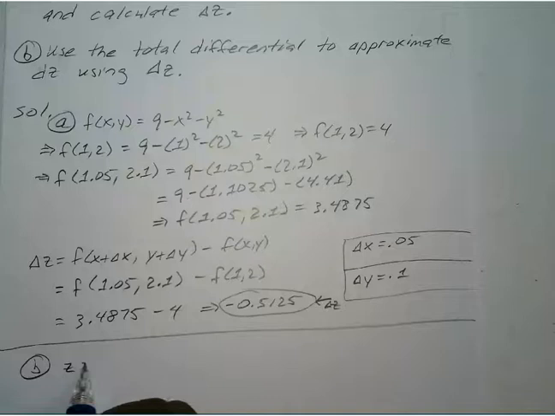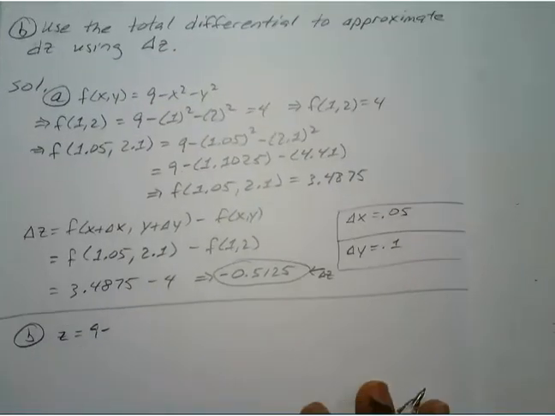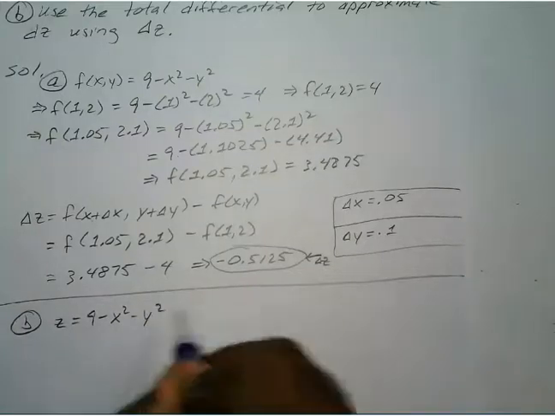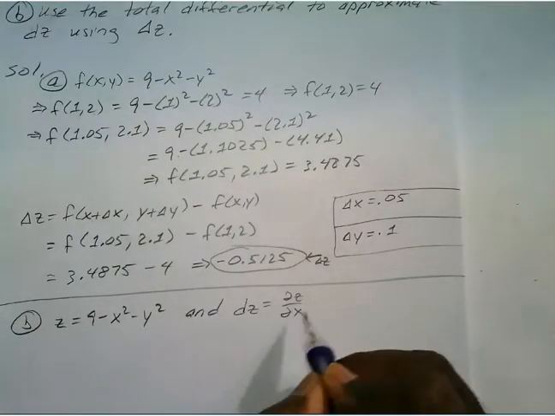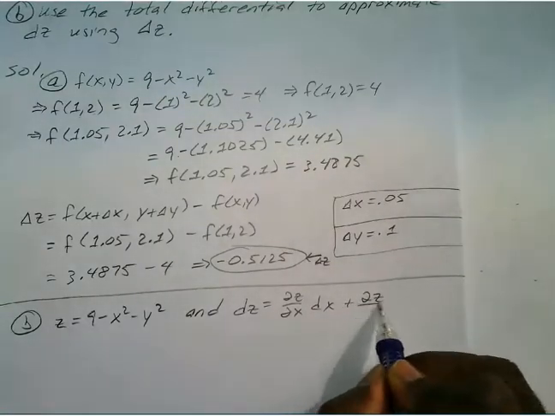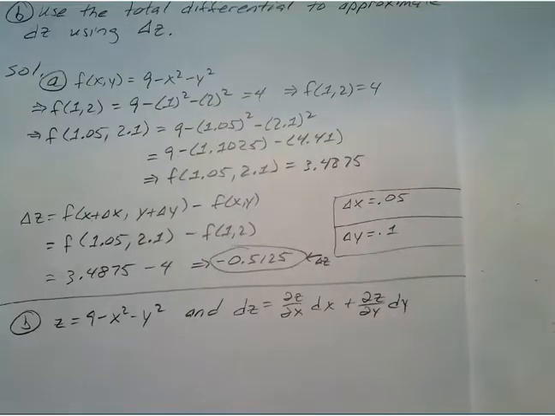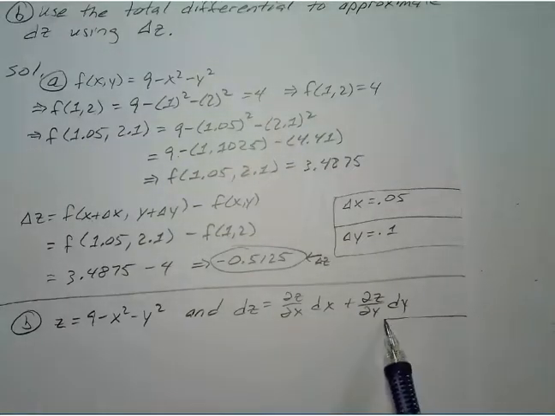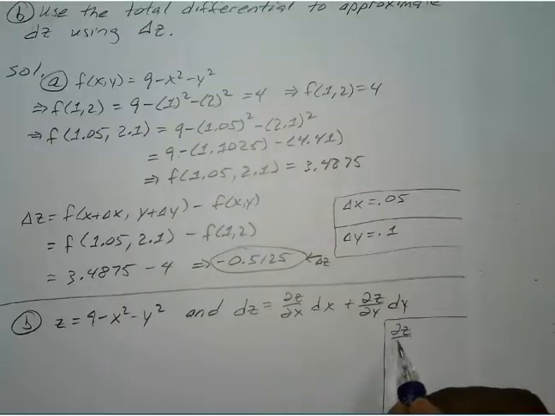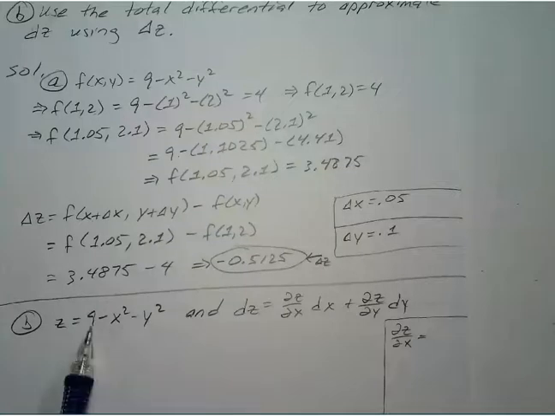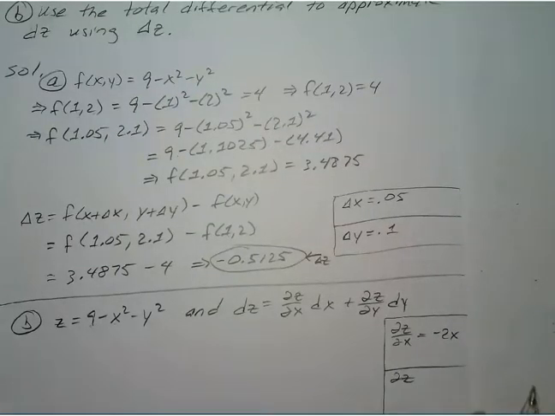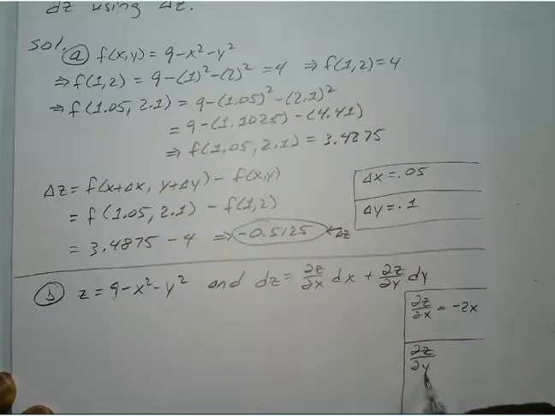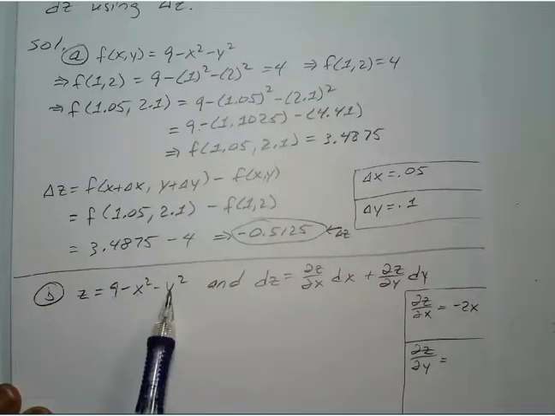Okay, so we know that z is equal to 9 minus x squared minus y squared. And our dz formula is partial z with respect to x dx plus partial z with respect to y dy. Okay, so if we calculate those, which we're just going to do right here on the side, partial z with respect to x, we see here that those two terms would disappear, so you end up with negative 2x. And partial z with respect to y, see here, those two terms would disappear, so we end up with just negative 2y.